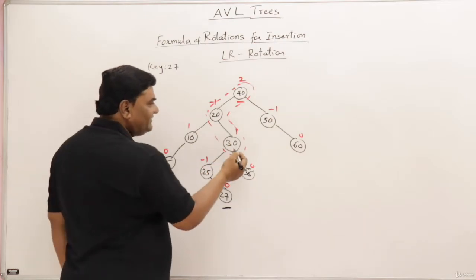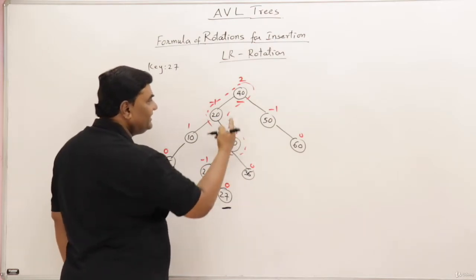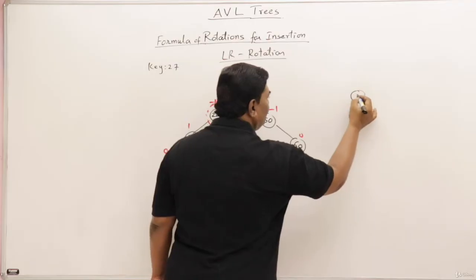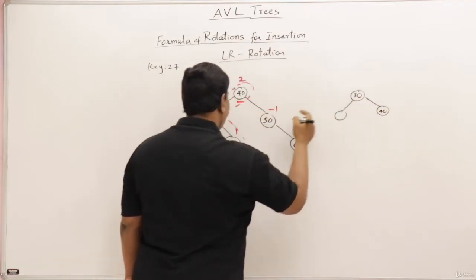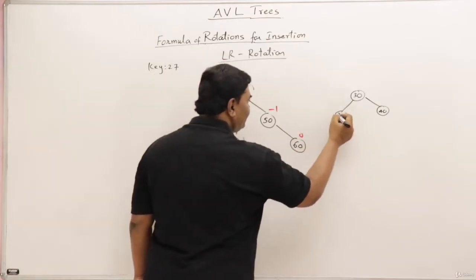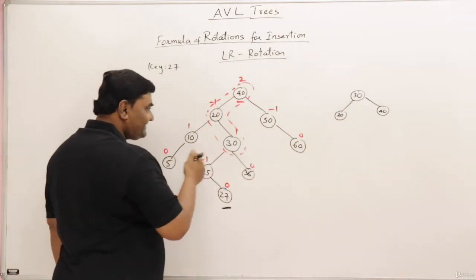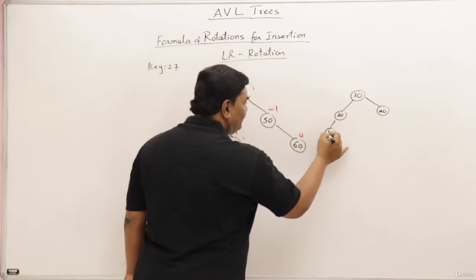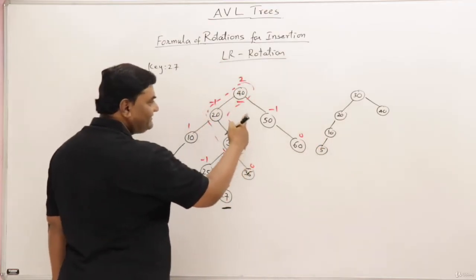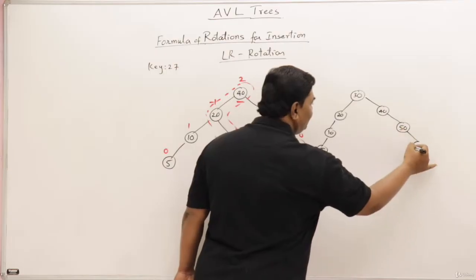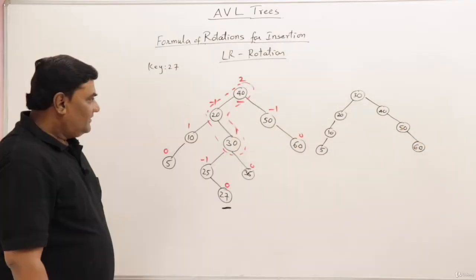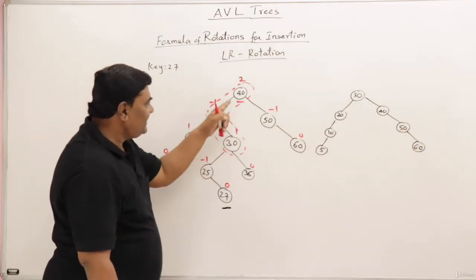So we know the direct answer, so I will directly rotate this one. So 30 will go to the place of 40. 40 will move on the right hand side, and on the left hand side 20 remains as it is. So let us finish these: extreme left 10 and 5 as it is. On that side we have 50 and 60, they are as it is. Then 30 has become the new root.